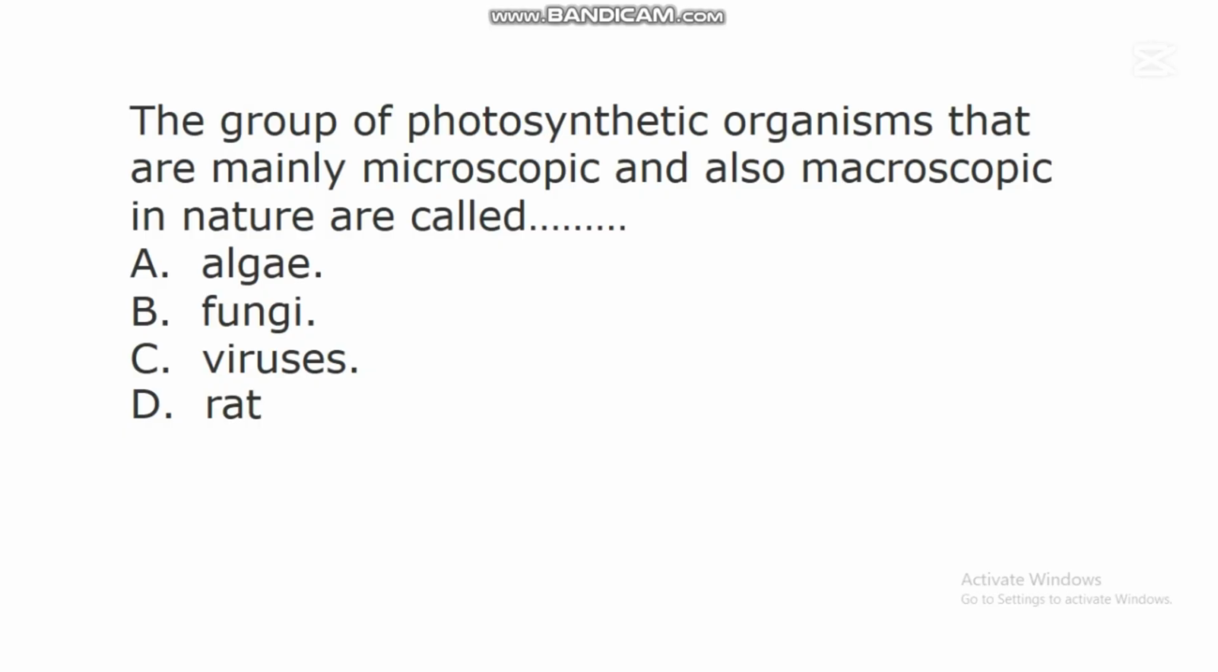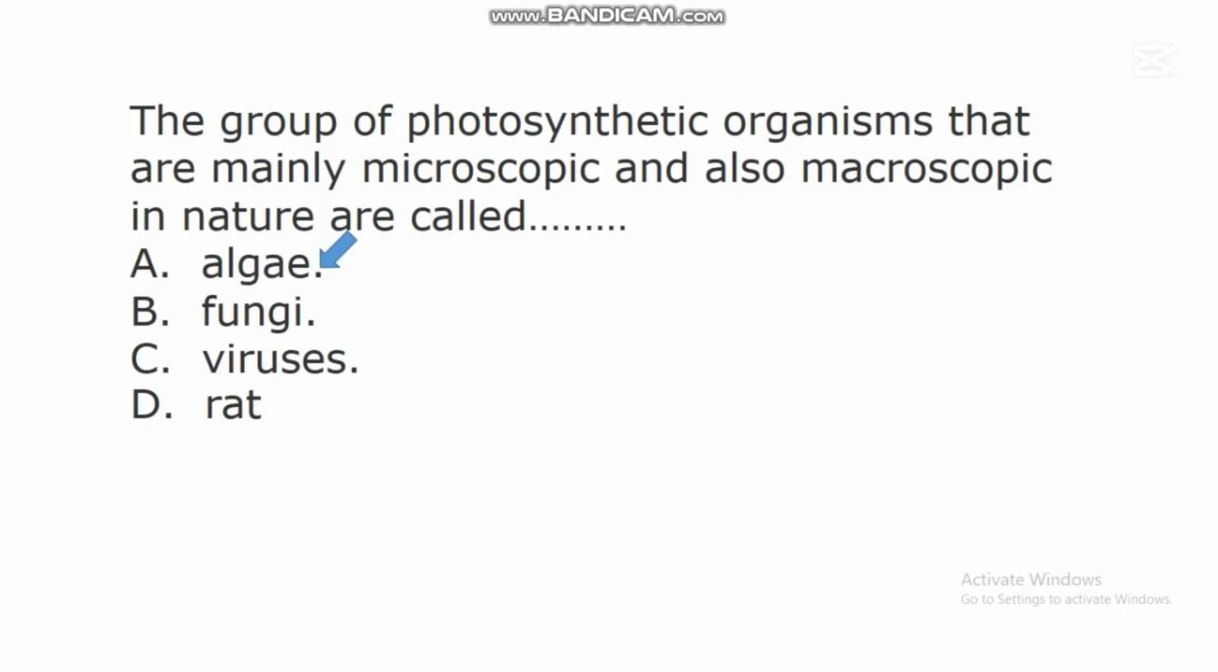The first question says, the group of photosynthetic organisms that are mainly microscopic and also macroscopic in nature are called dash. A. Algae. B. Fungi. C. Viruses. D. Rats. In this question, the correct answer is A.